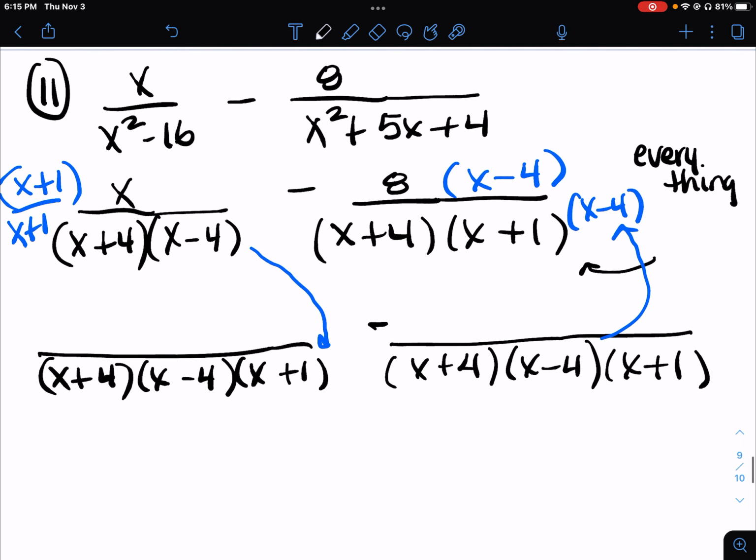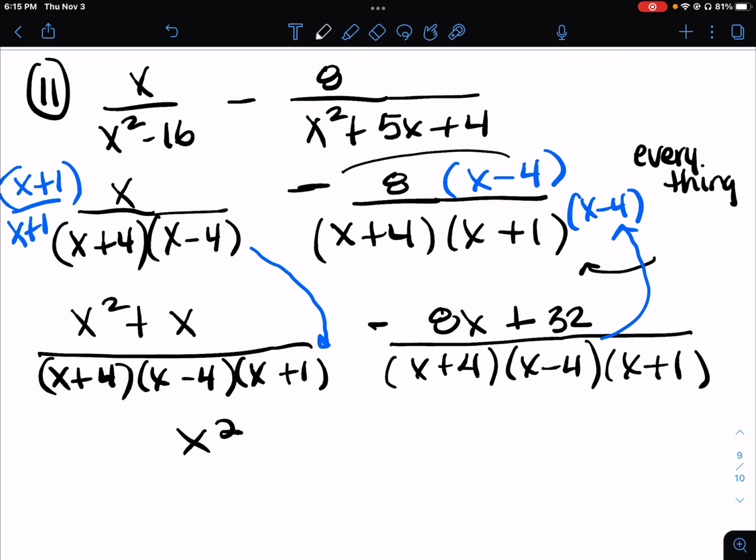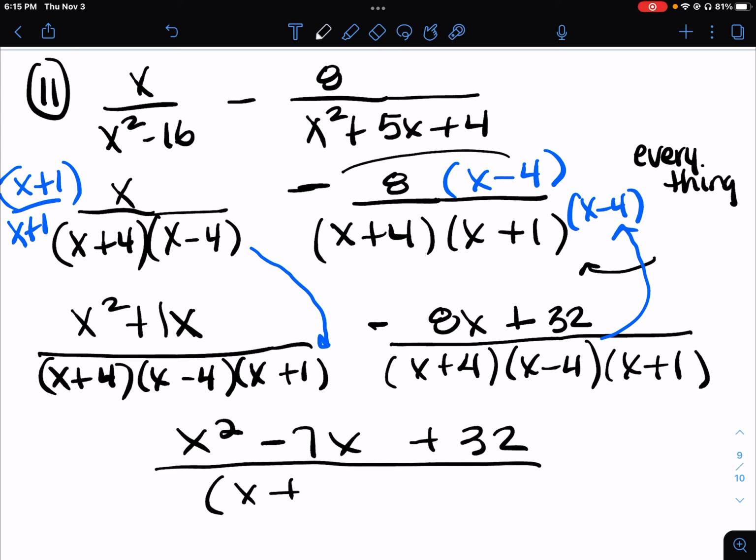So we're going to distribute the x, distribute this minus 8, so we get minus 8x. The negative times the negative equals positive. So we get x squared. The 1x minus 8x is minus 7x. And it's over the common denominator.